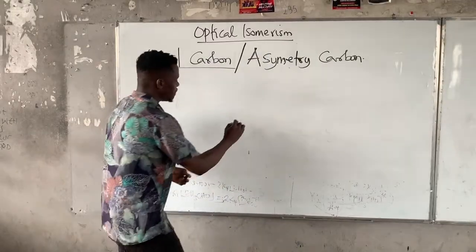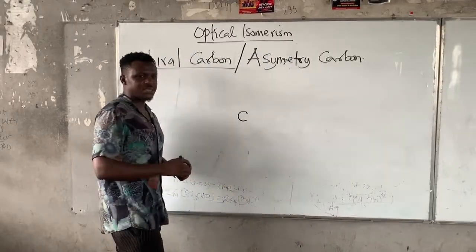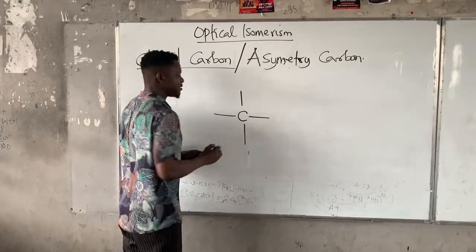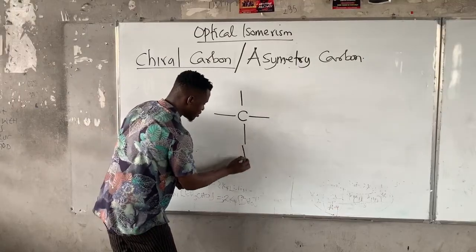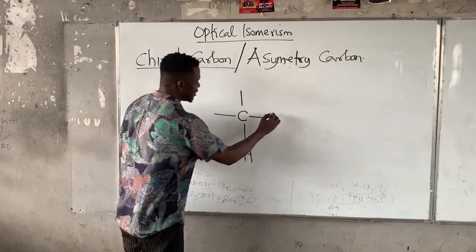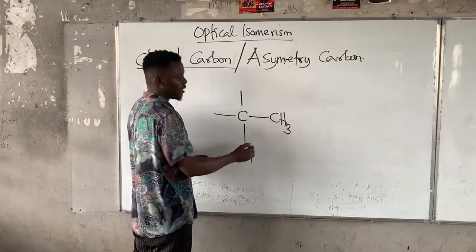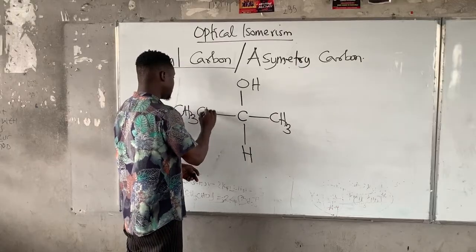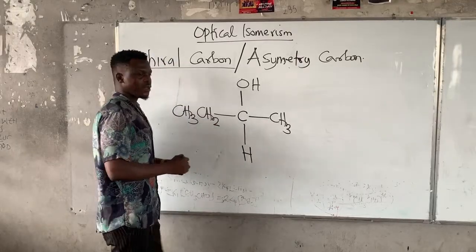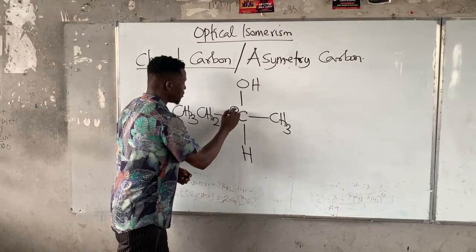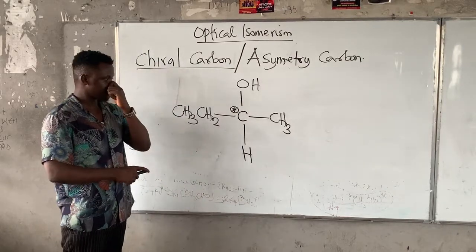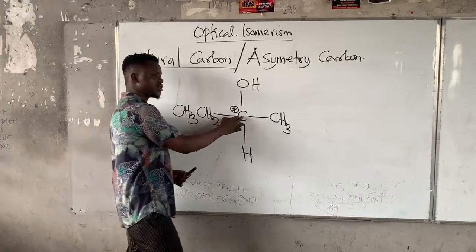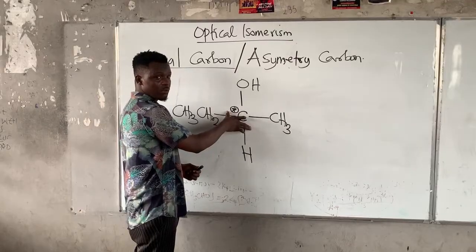Now, what do we mean? Let's look at an example of a chiral carbon. Let's put C here at the center. We have this, this, this, and this. If here has H, here has CH3, here has OH, and this one has CH3CH2, then this carbon atom here is a chiral carbon. Why? Because it's a chiral molecule, with the presence of a chiral carbon here.